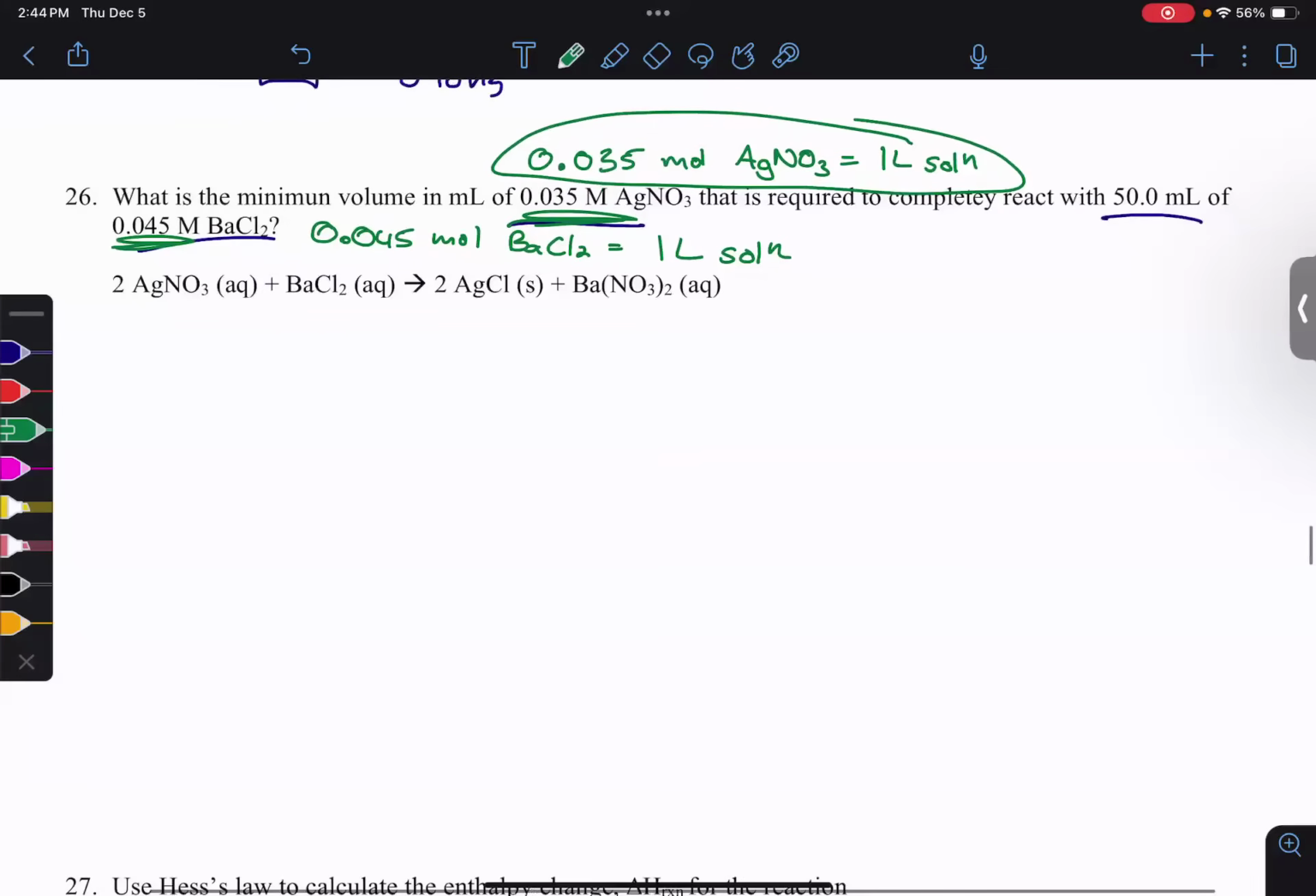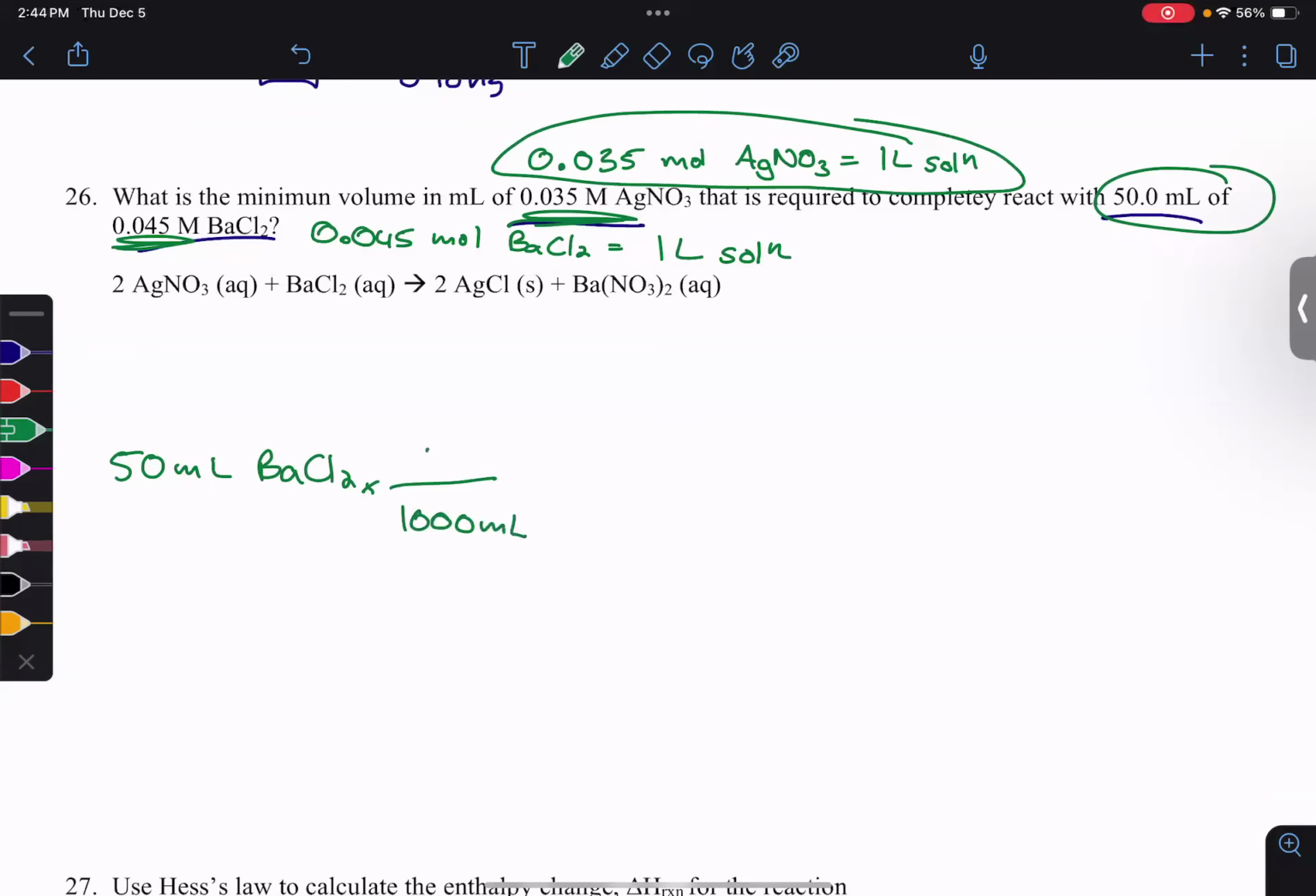Because what are we trying to calculate? We're going to start with 50 mL of barium chloride. I'm going to just quickly convert to liters, so 1,000 milliliters is 1 liter. All right, so I'm going to use one of these molarities. Which one am I going to use? I'm going to use the one given the substance that I'm working with. Right now, I'm working with barium chloride, so I'm going to use this second molarity.